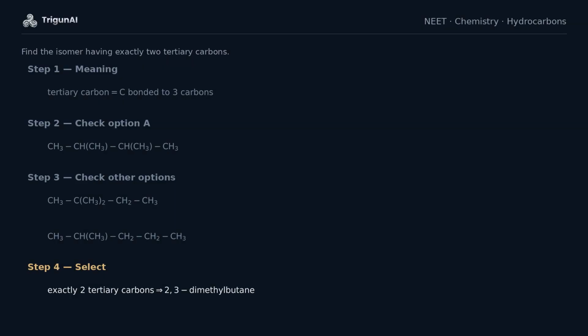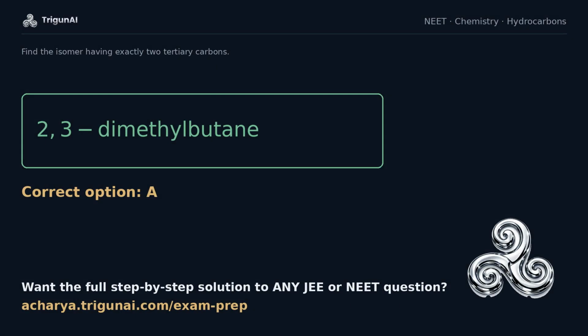Only option A satisfies the condition of exactly 2 tertiary carbons. Therefore, the correct IUPAC name is 2,3-dimethylbutane.